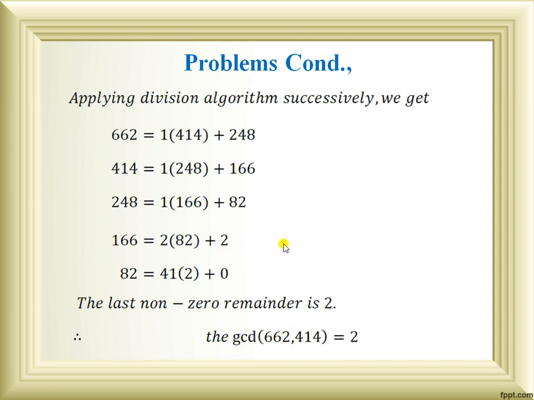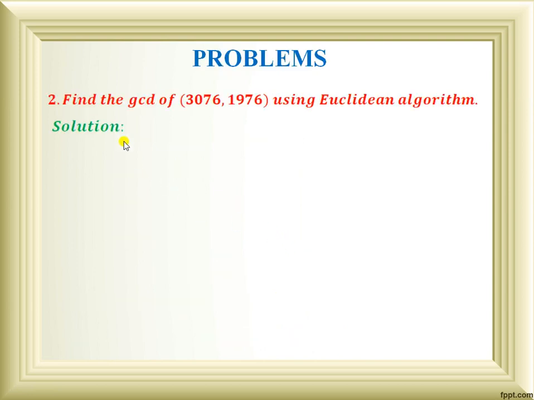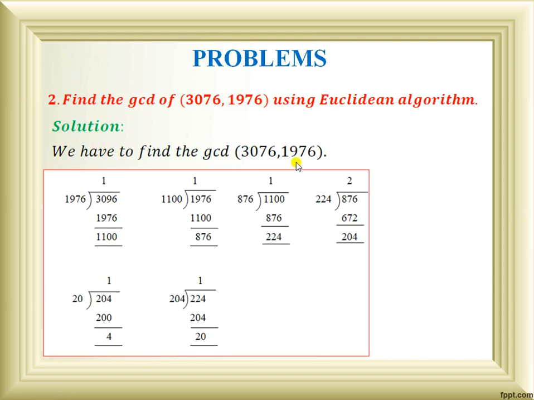Likewise, we need to find the GCD using the Euclidean algorithm. So find the GCD of these two numbers using the Euclidean algorithm. We have to find the GCD. First check whether the first or second one is maximum. Yes, 3076 is the maximum. I'm keeping that as the dividend, and 1976 is the minimum. I'll keep that as the divisor.